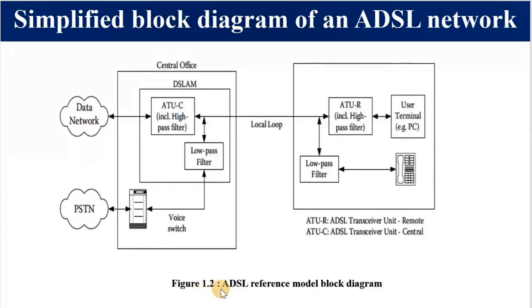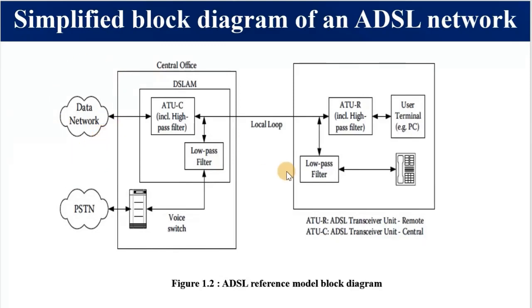Guys, this slide on Fig 1.2 is very, very important, and it is referred to as the ADSL reference model. And we are saying we've got a local loop, which is our UTP line that links the customer's premises, which is this end, and the exchange side, which is also referred to as the central office. And we've got two networks. We've got the PSTN network, which is the switch that deals with our analog voice, and we also have the data network, which is our internet side.